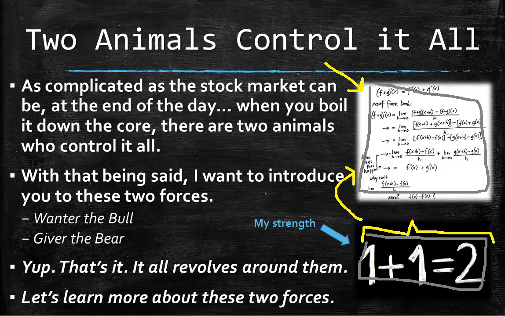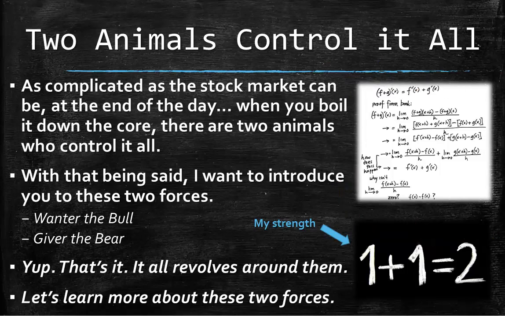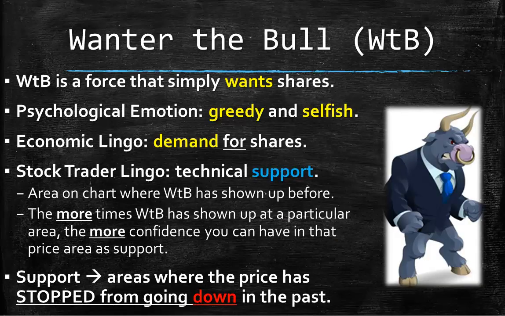So with that, I'm going to boil this all down to two simple forces, two characters, but at the end of the day, that's what it is. And that is Wanter the Bull and Giver the Bear. That is it. Everything revolves around them. So with that being established, let's learn more about these two characters, forces, whatever you want to call them. Wanter the Bull. So whenever you see WTB, that is who I am referring to.